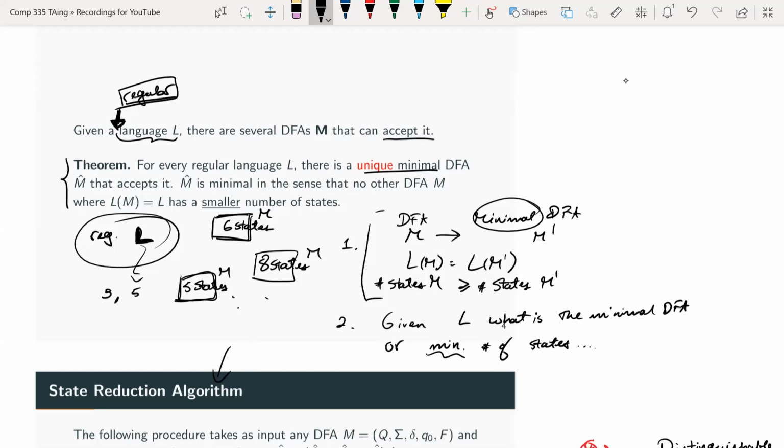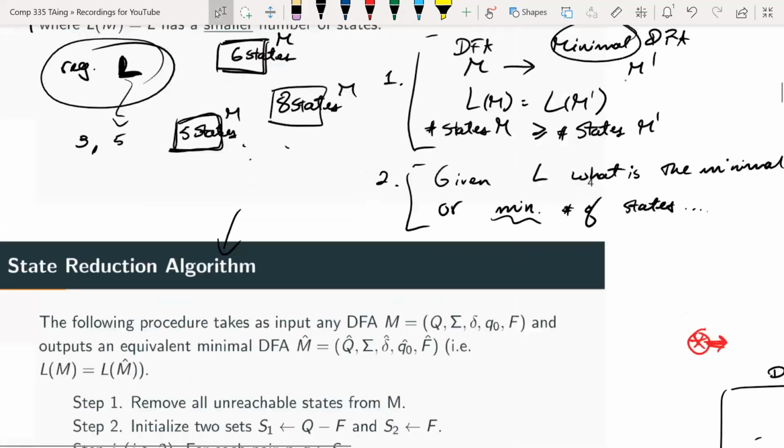It's a bit long to write. Minimum number of states required to accept the language L. Okay, so that's another question that we could answer once we see this kind of minimization algorithm.